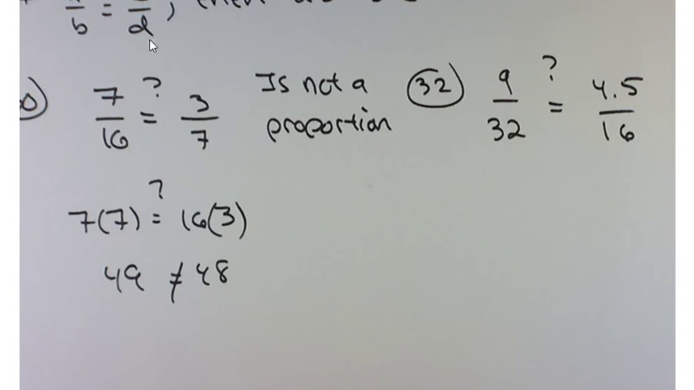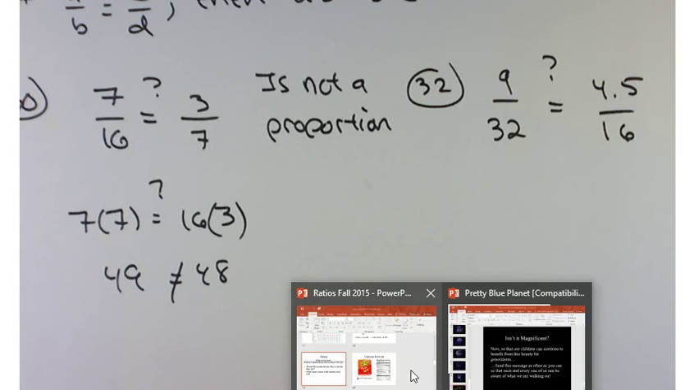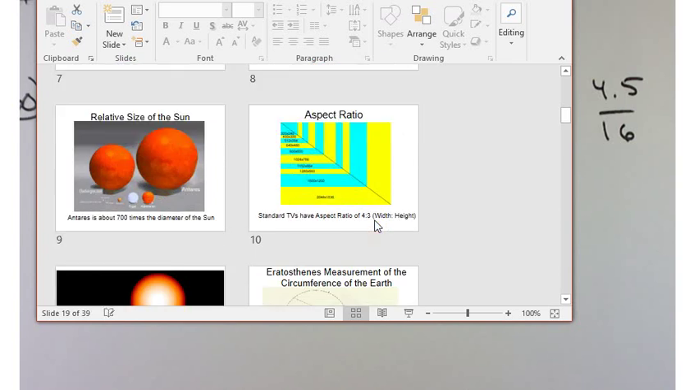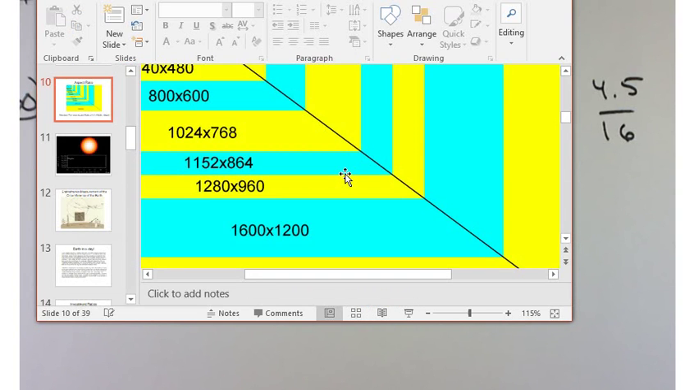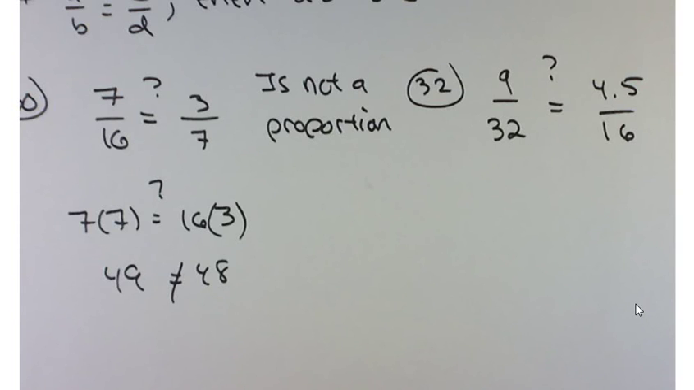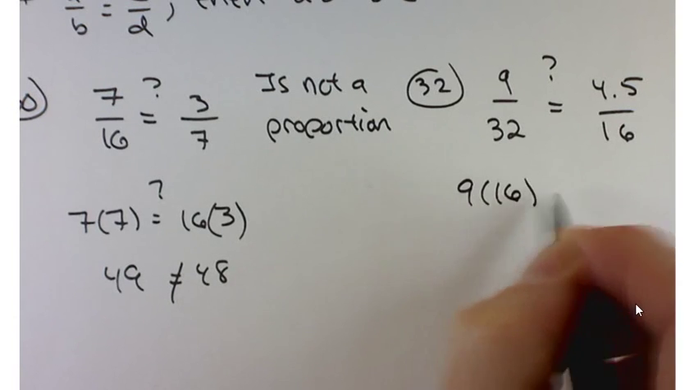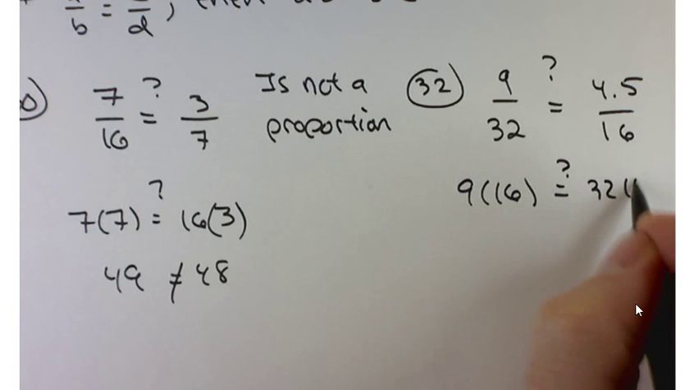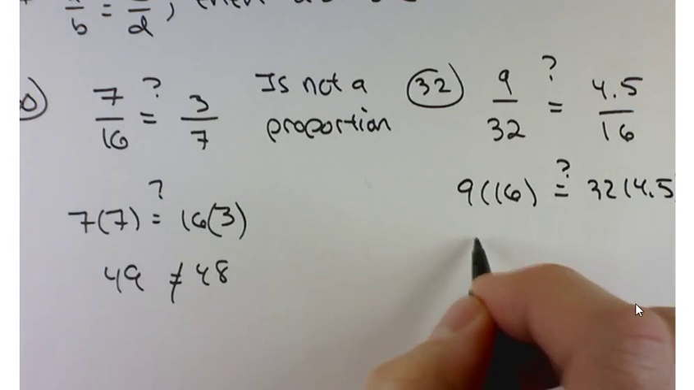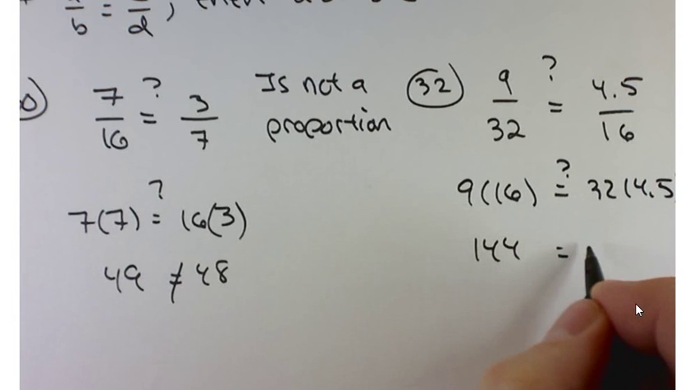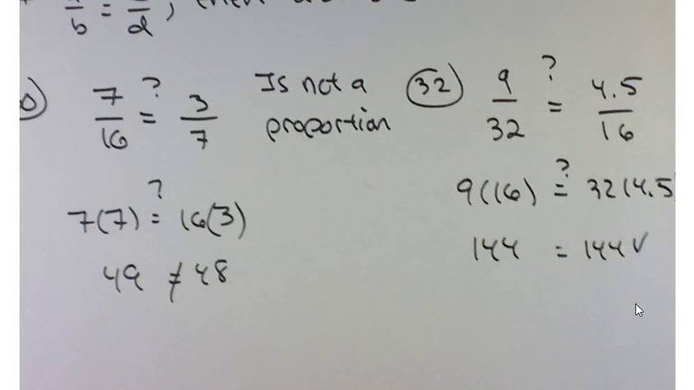While you do that, I want to take a quick peek at something here. So that should be 9 times 16. Is that equal to 32 times 4.5? So 9 times 16 is 144. 32 times 4.5 is also 144. So it checks.